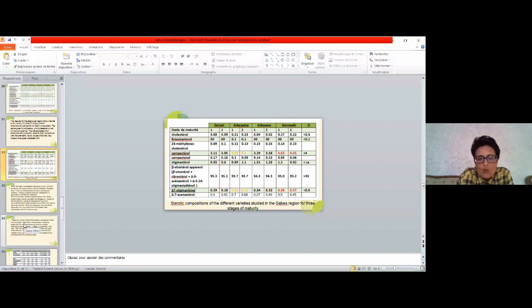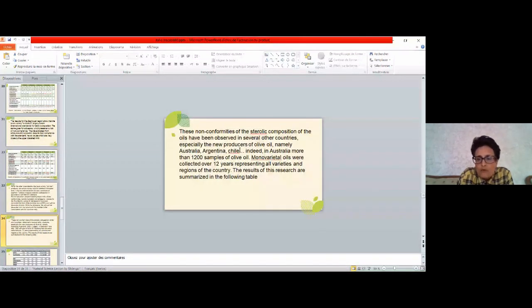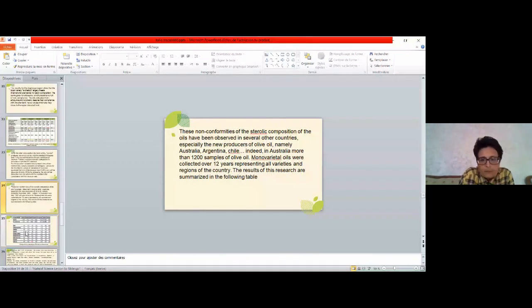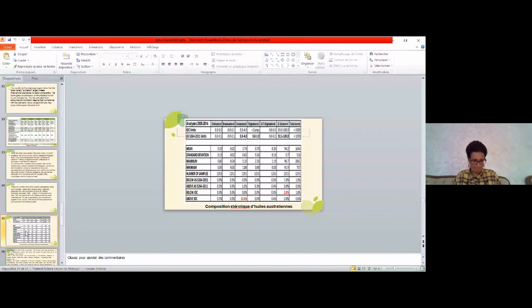Indeed, in Australia, more than 1,200 samples of monovarietal oils were collected over 12 years, representing all varieties and regions of the country. The results of this research are summarized in the following table. The results show that 30% of Australian oils studied show non-conformities in terms of campesterol content, with values that exceed the upper limit set by the International Olive Council.